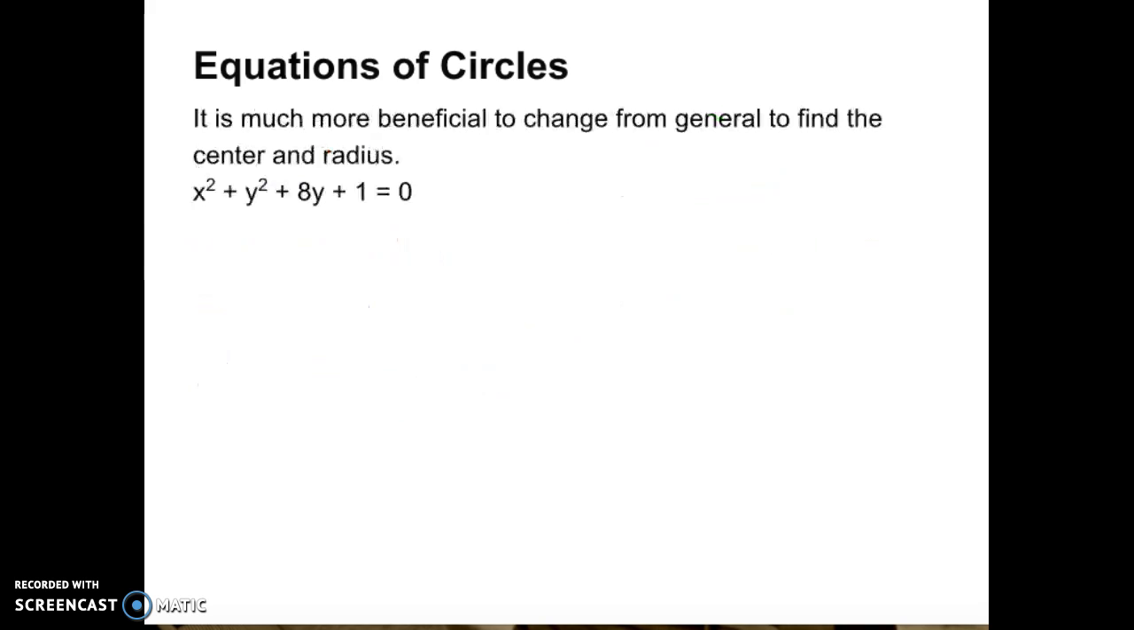Okay, in general, it's more beneficial to have something written in standard form, so I'm going to go ahead and show you two examples on how to change general form to standard form. Okay? What we're going to do is write it as something squared. We're going to pair up terms.